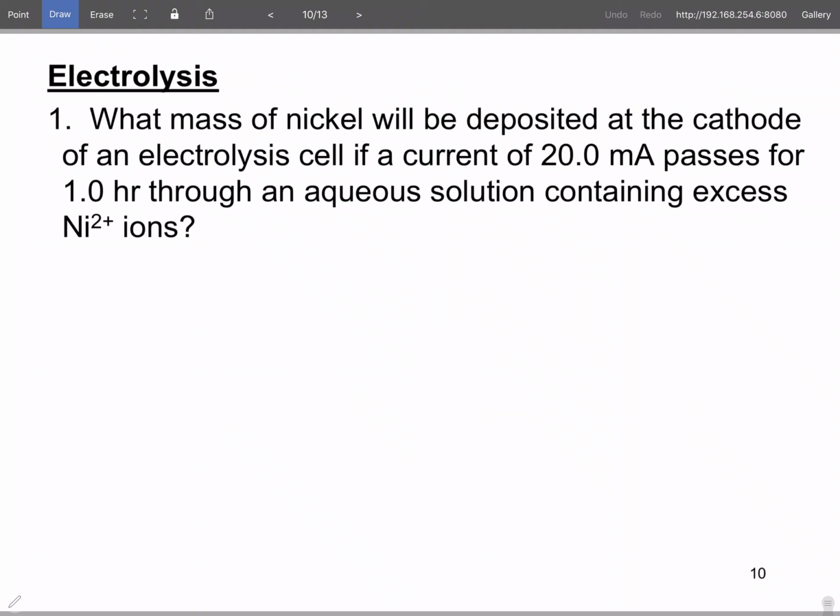Electrolysis. What mass of nickel will be deposited at the cathode of an electrolysis cell if a current passes for 1 hour through an aqueous solution containing excess nickel? Okay. So what we're really looking for is the grams of nickel. Before we go into that, we're going from nickel 2 plus. It's going to gain 2 moles of electrons to give us the nickel metal.